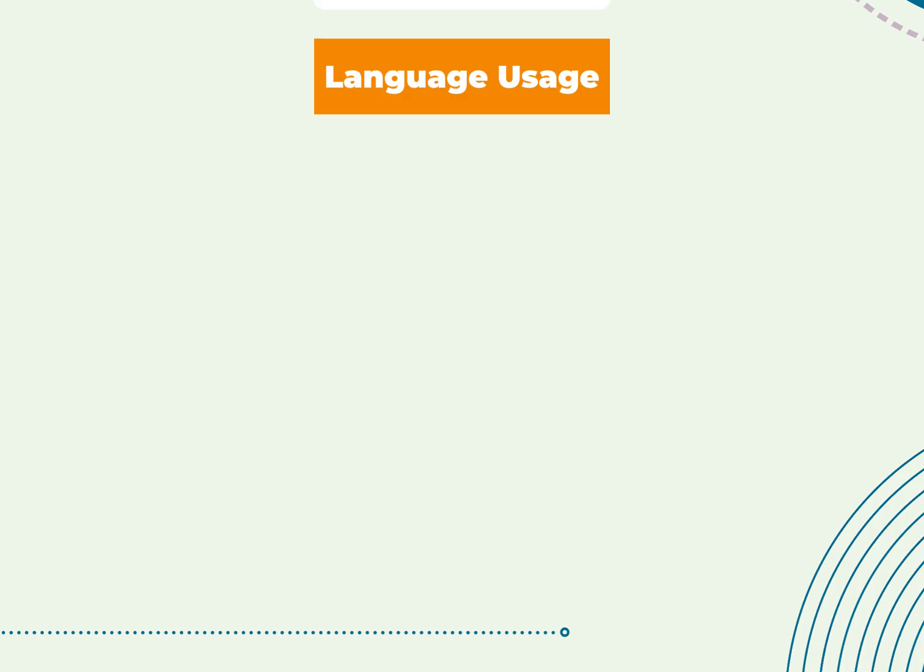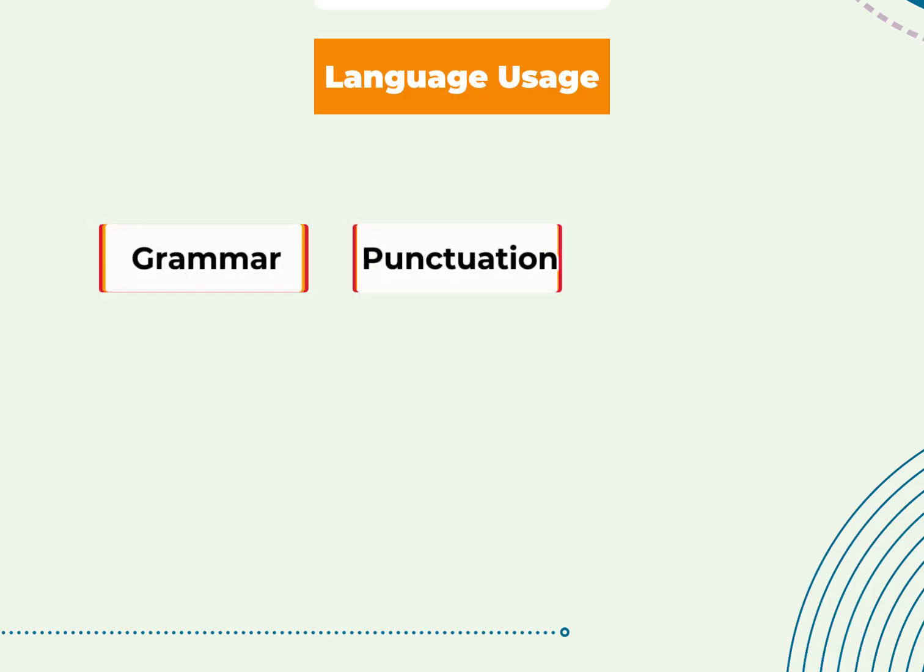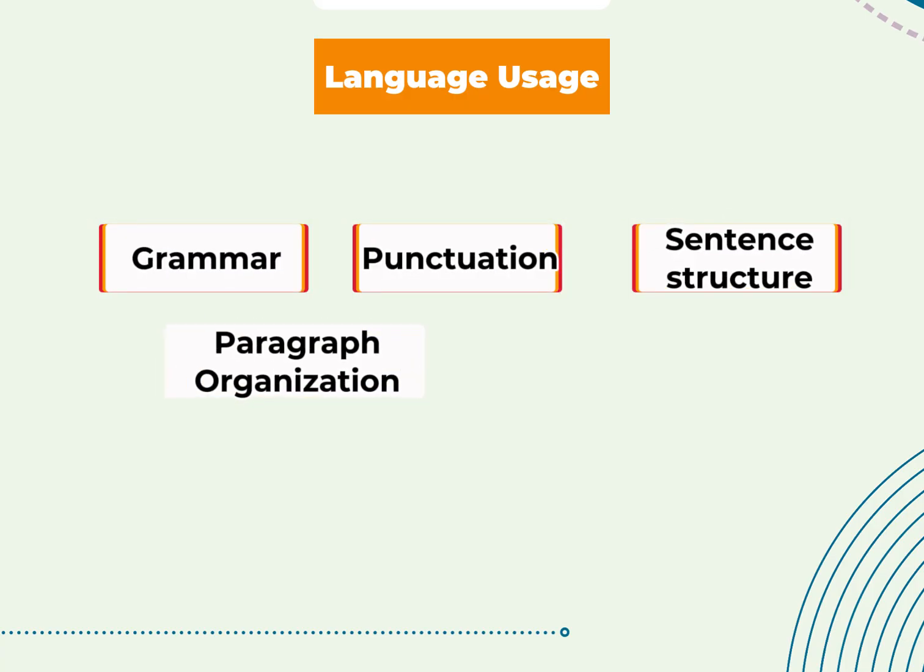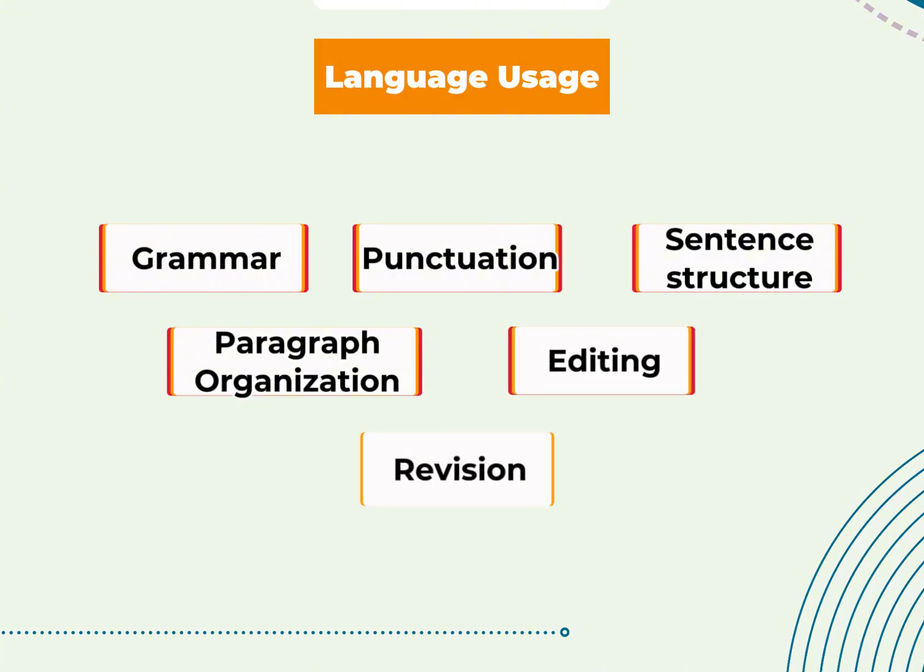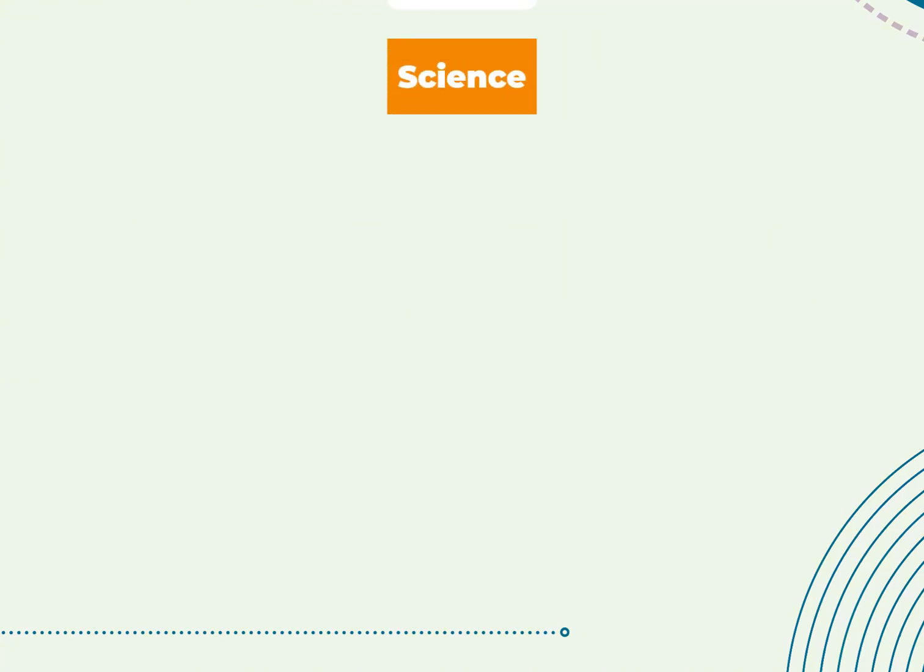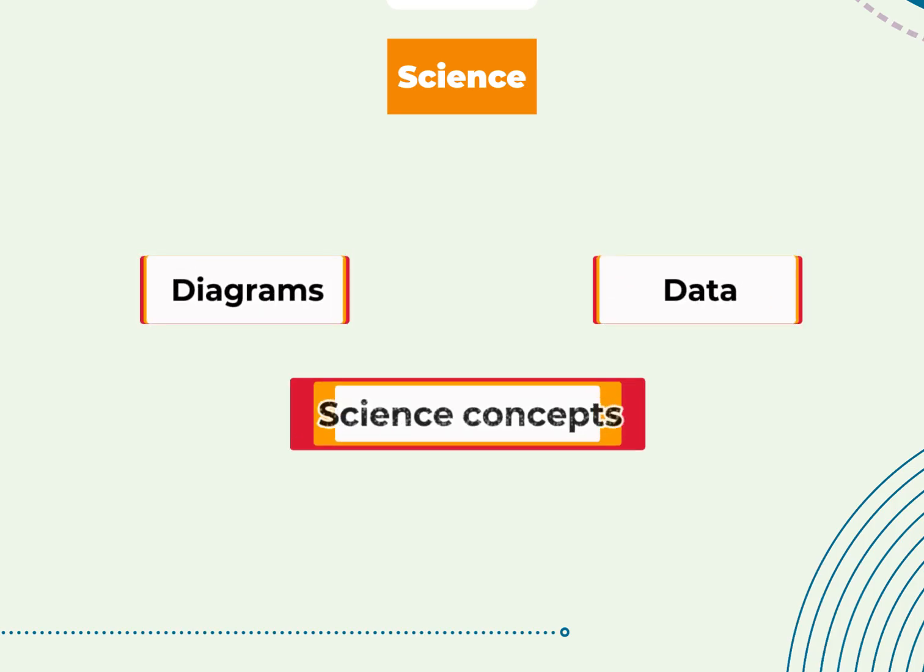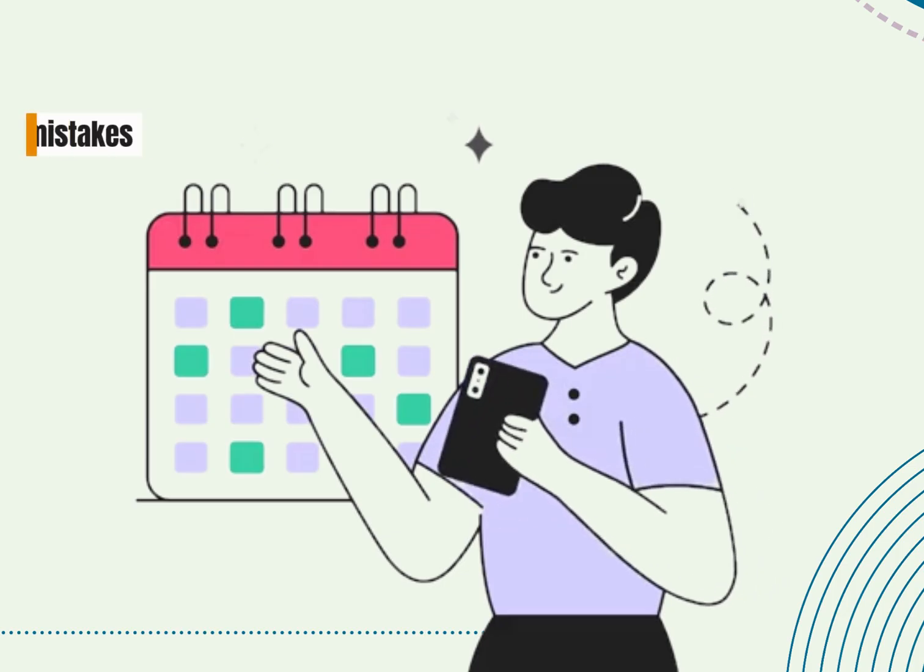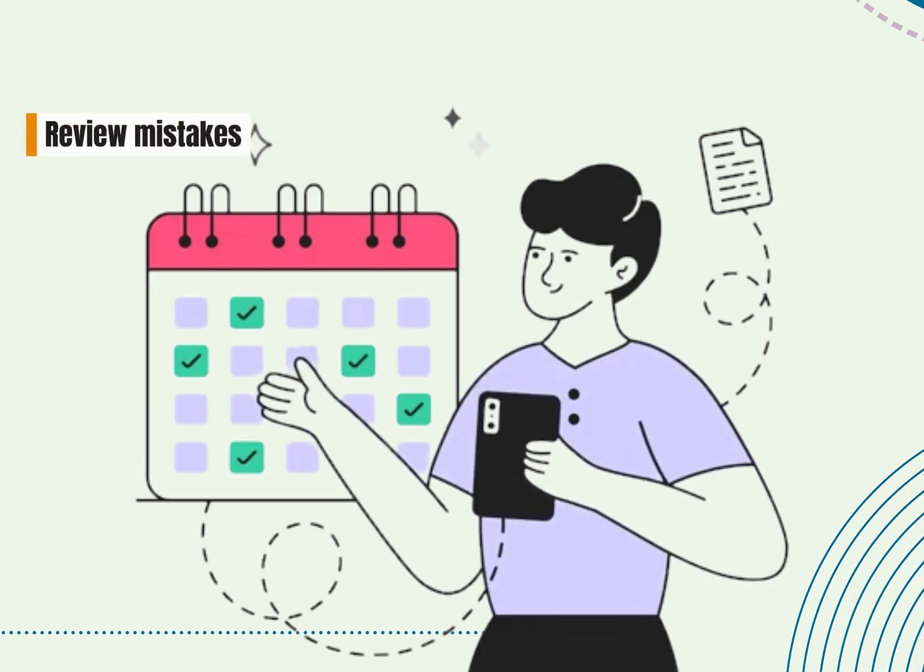For language usage, review grammar, punctuation, sentence structure, paragraph organization, editing, and revision. For science, if your school includes it, practice reading diagrams, interpreting data, and applying science concepts. But the most important part is what you do after each practice question.